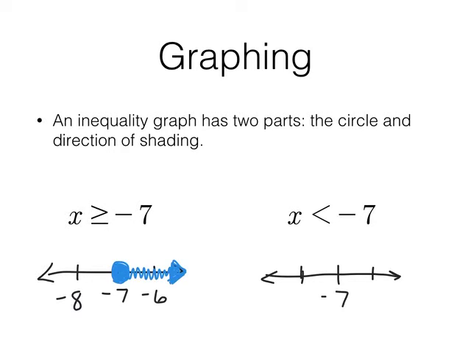So again, -7 in the middle, -8 is one smaller, -6 is one larger. This time it's a circle on the -7, but it is not closed because it is not including the -7. See, this includes the -7. That's what the "or equal to" means. This doesn't. And then that's less than, so we'll shade to the left, shading in all the numbers that are smaller than -7. And you'll notice that -7 itself is not included. Okay, so two parts to the graph, circle and shading.